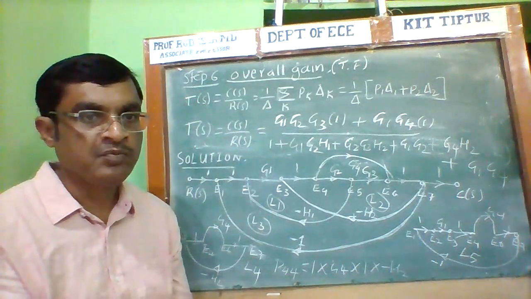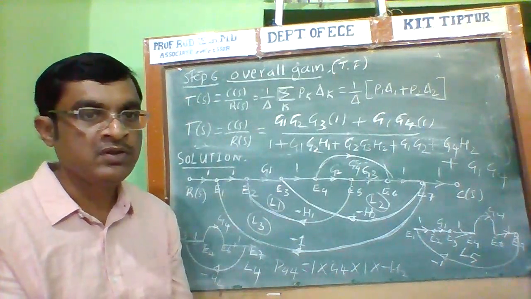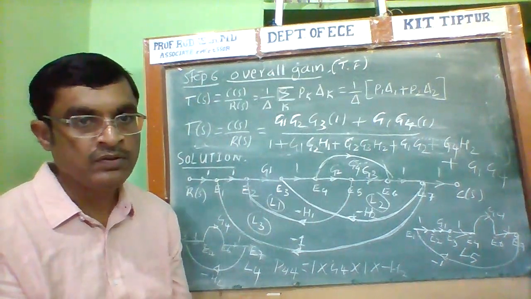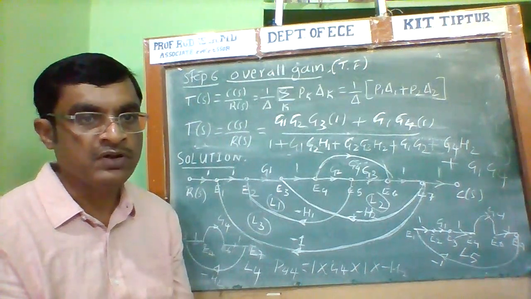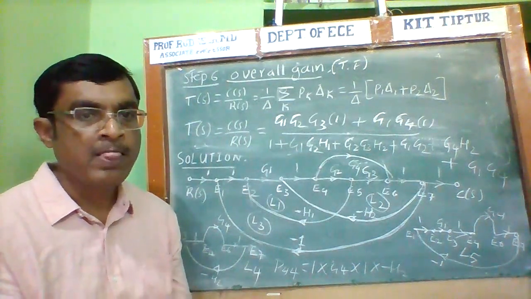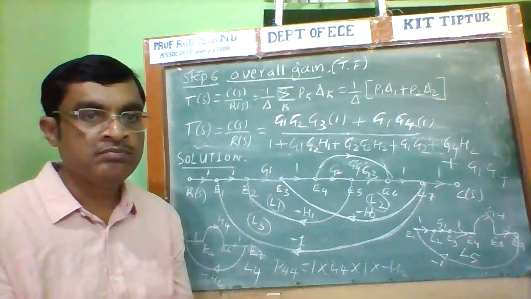In the next session, I'm going to discuss, if an electrical network is given, how to convert the electrical network into a signal flow graph and find the overall gain of the system by using Mason's gain formula.